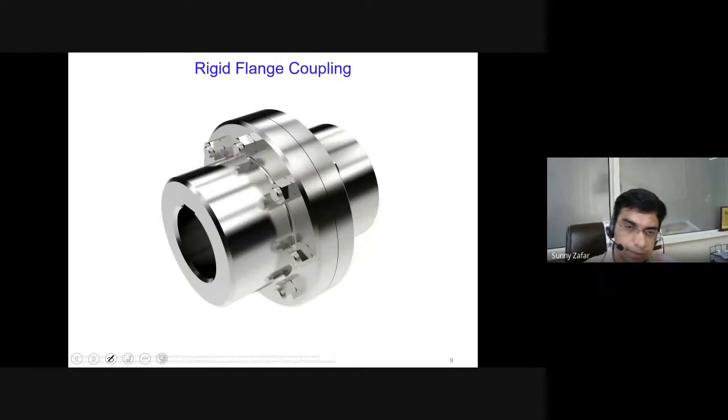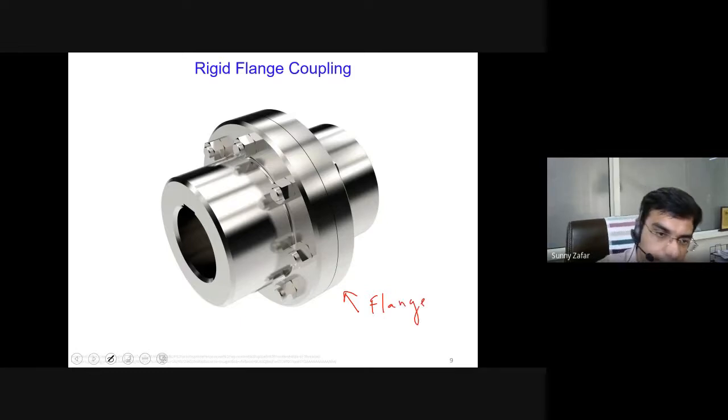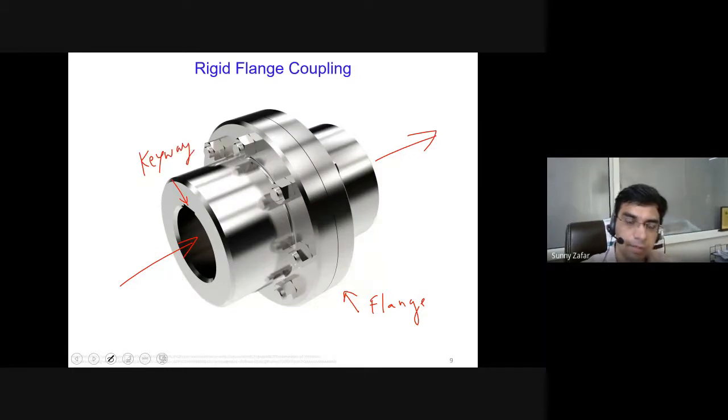But in this rigid flange coupling, this is the photograph of the flange coupling here. One shaft will come here, the other goes there, and you can see here a keyway is made. So a keyway, part of the keyway will also be made on the shaft as well. And then these flanges are bolted together, so they are bolted joints. As we have discussed earlier, there are nuts and bolts in place.